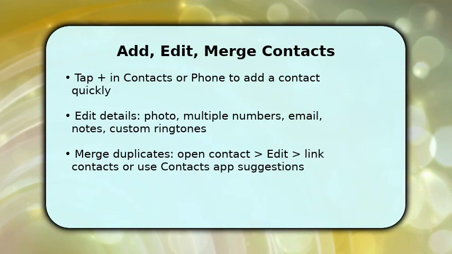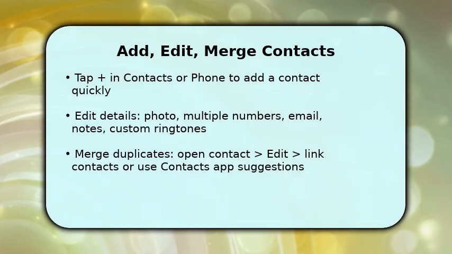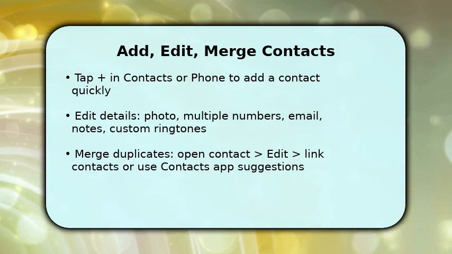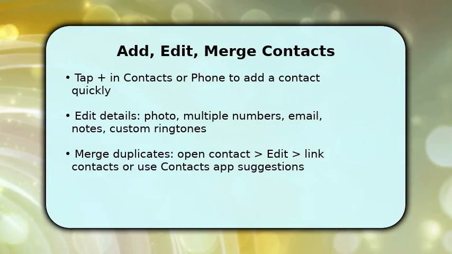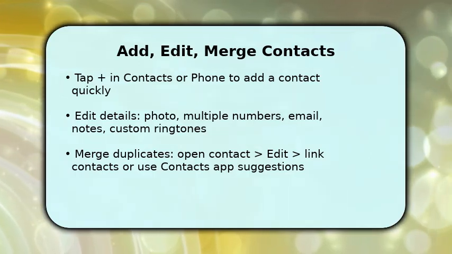Now you'll add, refine, and consolidate contacts. Tap the plus button to create a new contact. Fill name, phone, email, and assign a photo so you recognize callers at a glance. To edit later, open any contact and tap Edit. Use fields for addresses, notes, and custom ringtones.